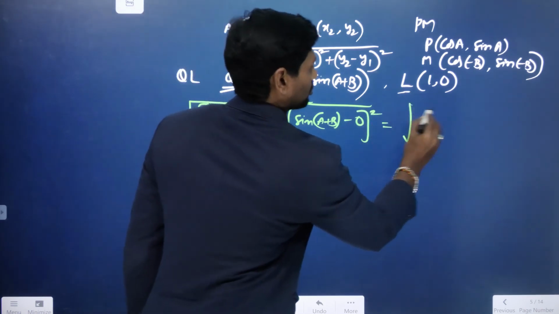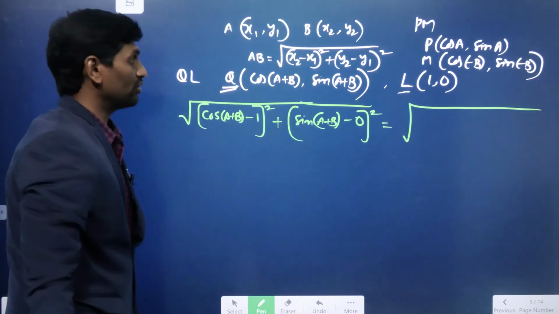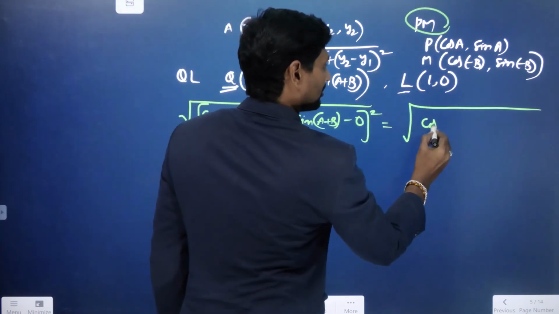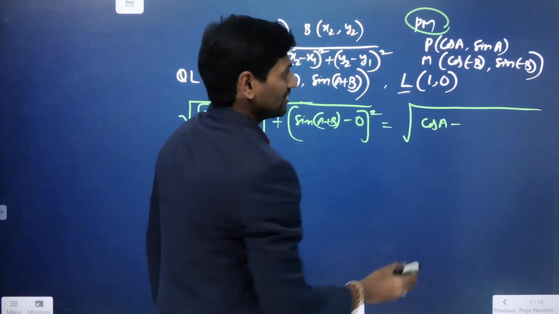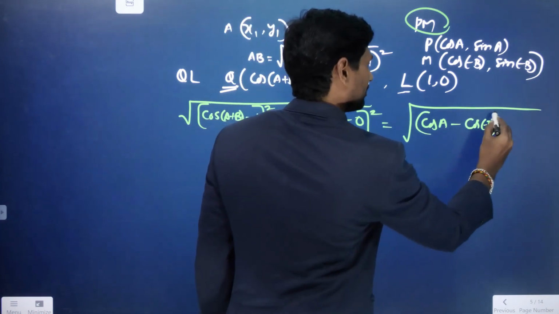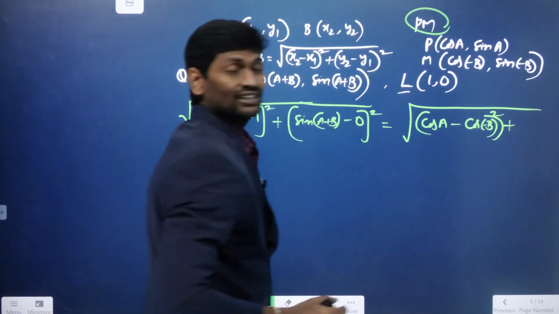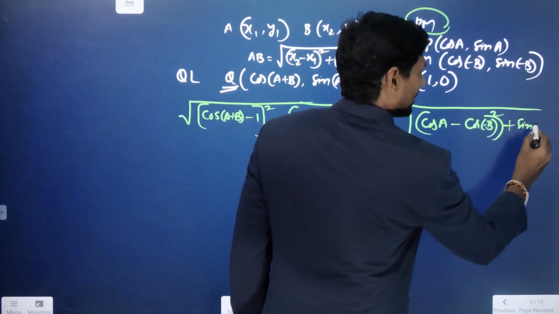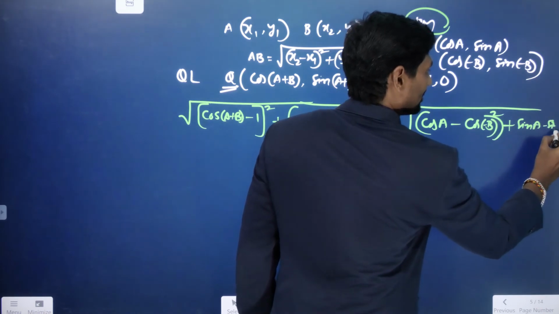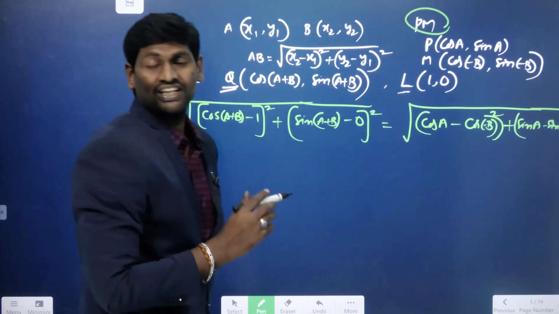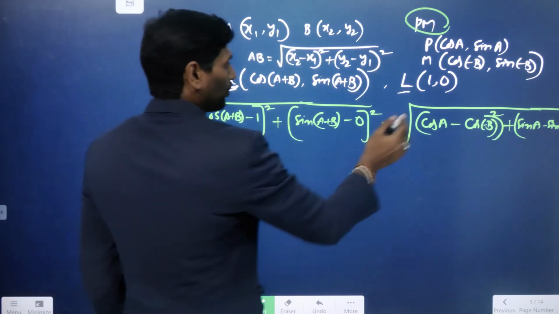That equals the square root of the PM distance: x2 minus x1, cos A minus cos of minus B, whole square, plus y2 minus y1, sin A minus sin of minus B, whole square. Squaring both sides, we can remove the square roots.